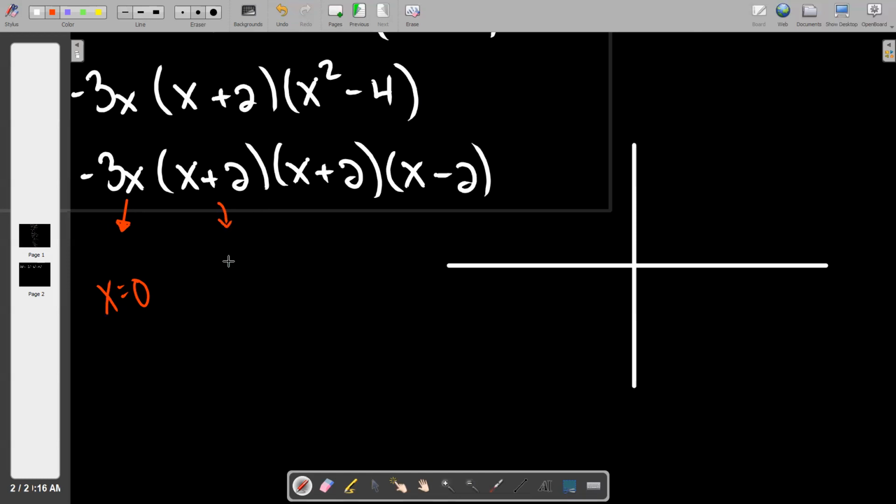What do we get from here? What do we get from here? Okay, that's going to be important. And what do we get from here? Good job. So we're going to go through and mark these, and hopefully you learn something from this. So 0 gets a mark, -2 gets a mark, and +2 gets a mark.